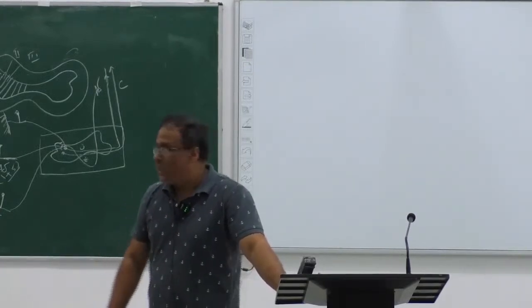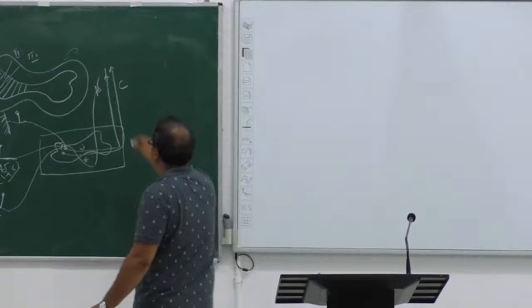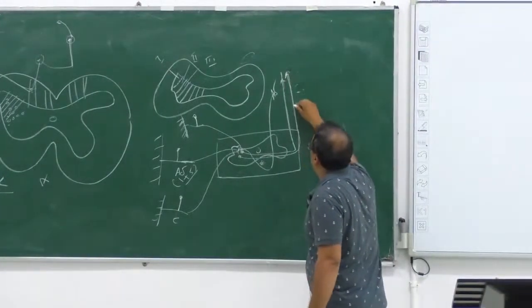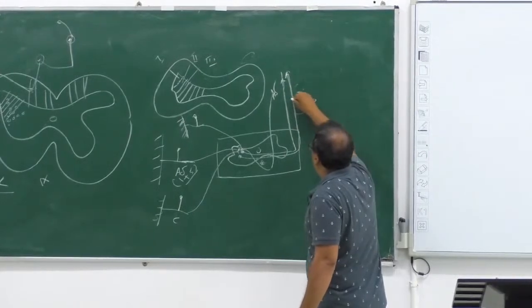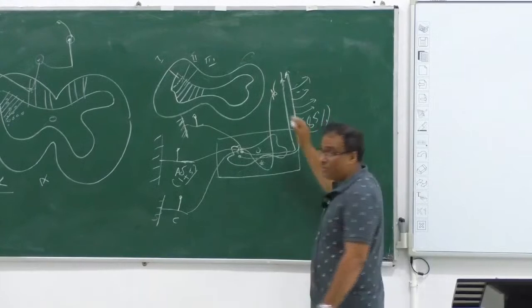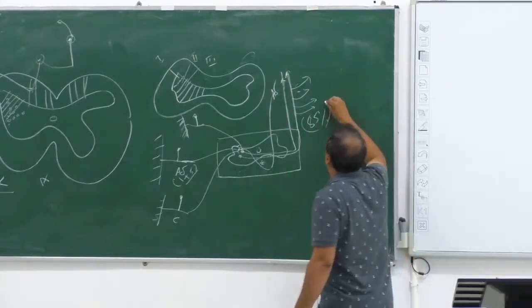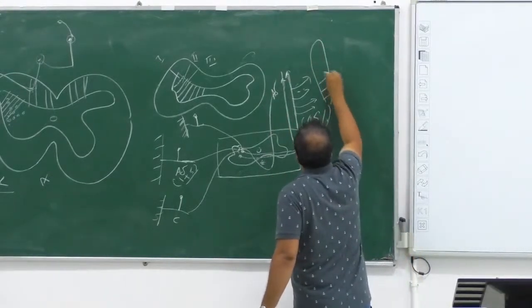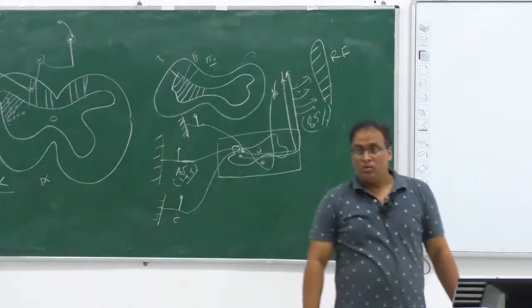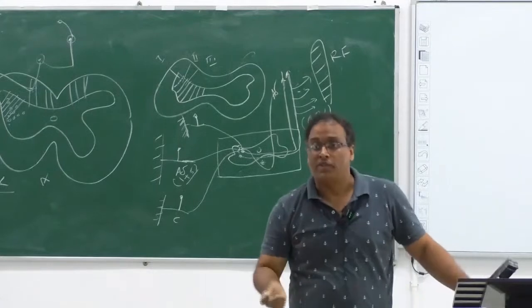Remember this. C fiber, when it goes up, then 85%, কত বললাম? 85% gives collateral to the reticular formation. To the reticular formation. কোন ফাইবার?